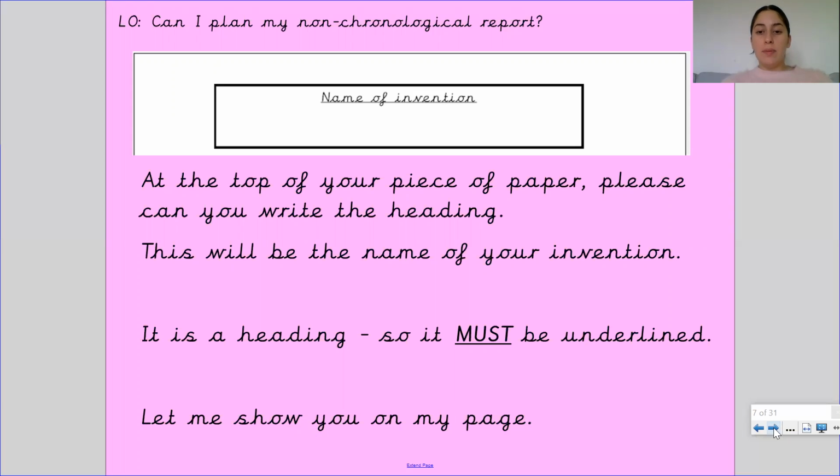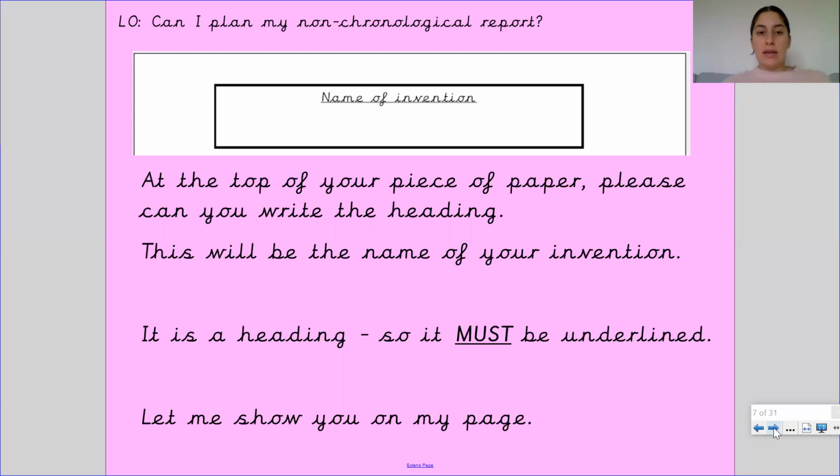Now, at the top of your piece of paper, please can you write the heading? I will show you how to do this in a second. So hold your heading in mind. This will be the name of your invention. What invention have you come up with so far in our DT lessons?